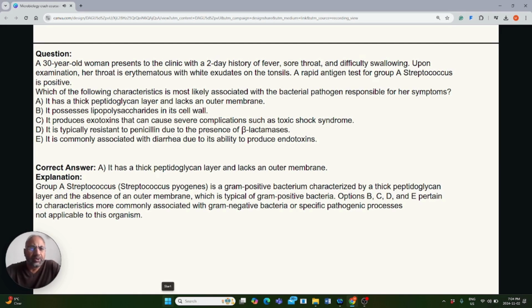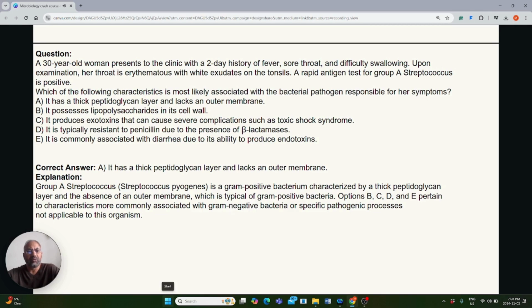Coming to our second question. Here again, as we just discussed, let us first read the final line of the question, which says: which of the following characteristics is most likely associated with the bacterial pathogen responsible for her symptoms? So we are here talking about the characteristics of the pathogen which is causing the symptoms. So let us go to the question and read what the question is actually talking about.